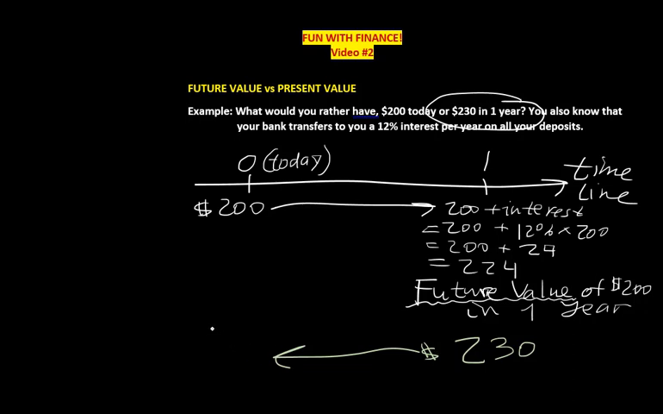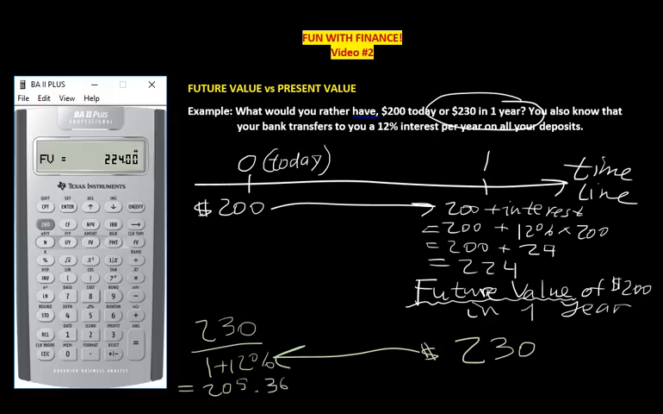So the way the math works is we take 230 and discount it back by 1 year. So we do the opposite math of what we did here. So we actually divide by 1 plus the 12% interest rate, which gives us $205.36. Let's do this in the financial calculator.